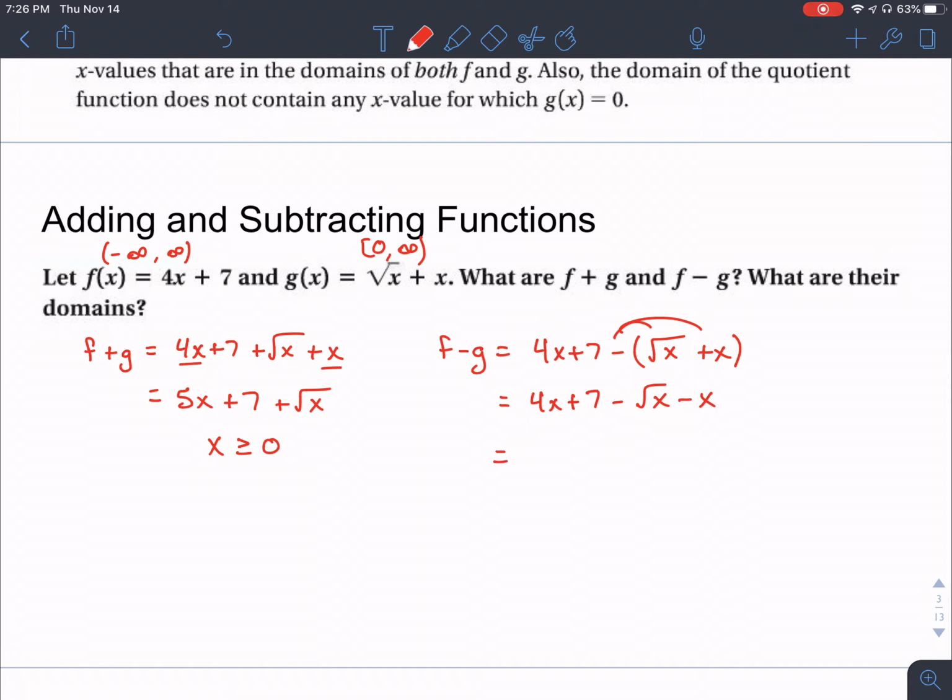Simplifying, we get 3x plus 7 minus the square root of x, where x, again, has the same domain. So x has to be greater than or equal to 0.